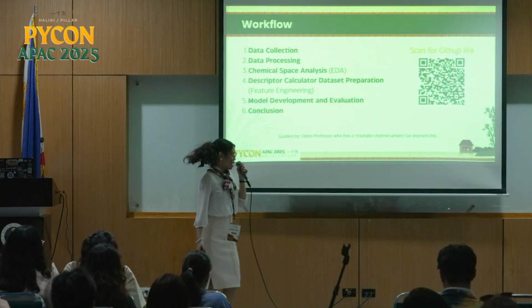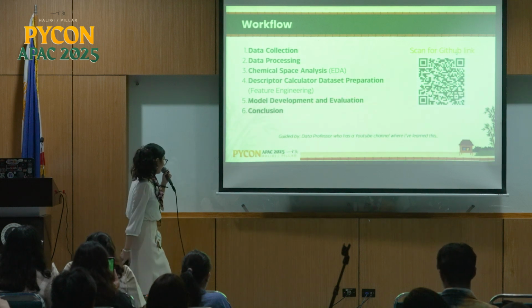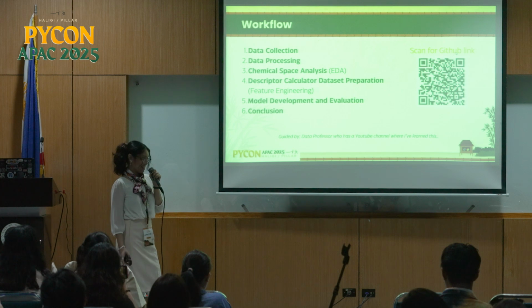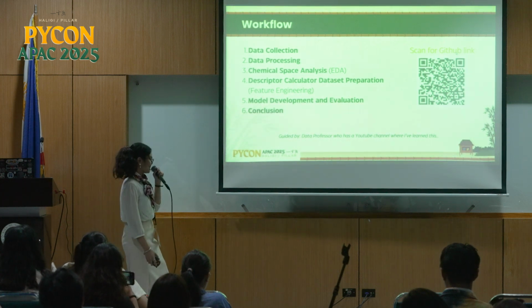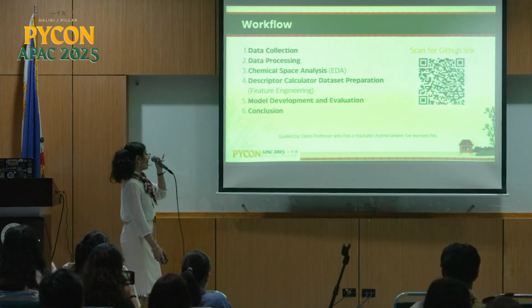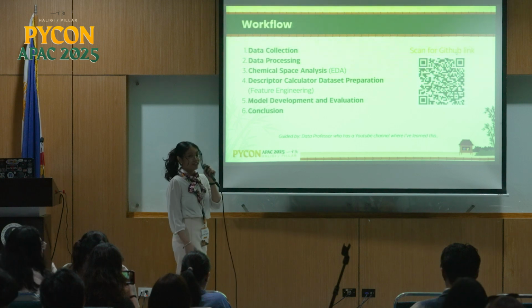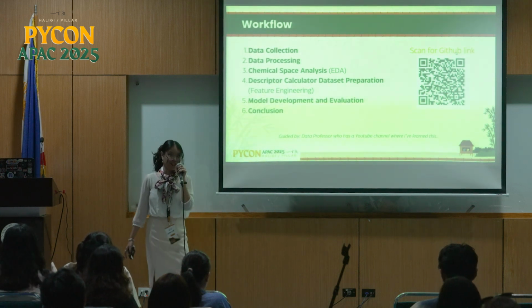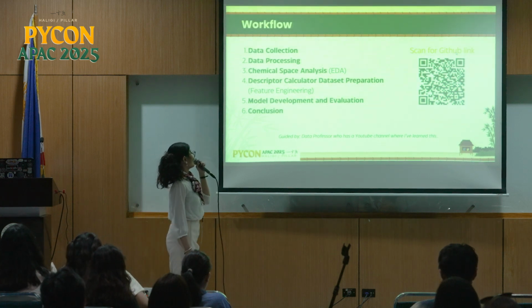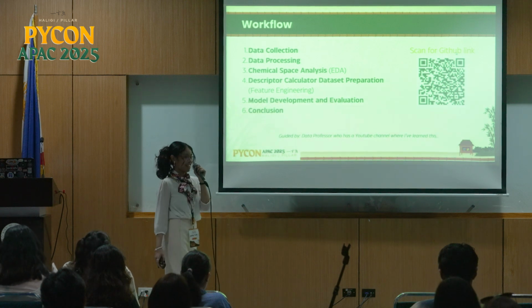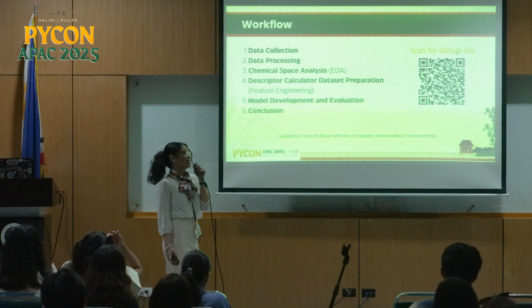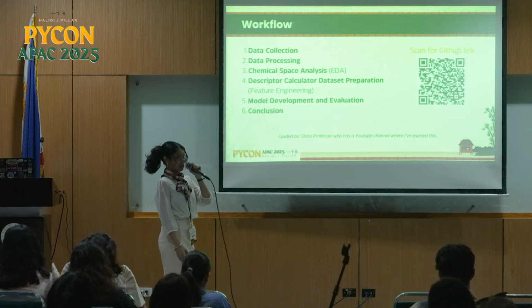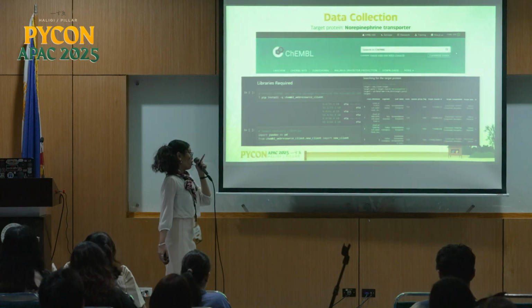Right, let's go to the workflow. We have 6 steps to remember. It is familiar, right? Everything that I've written here is familiar, because it's similar to the data science process. We have data collection, data processing, chemical space analysis, which is just a specified version of exploratory data analysis. You know it, right? You have an idea about EDA. Next, we have descriptor calculation and dataset preparation. It is specific, but it's just feature engineering in a general sense, only more specific to biology. We have model development and evaluation, and then conclusion. Just the same.